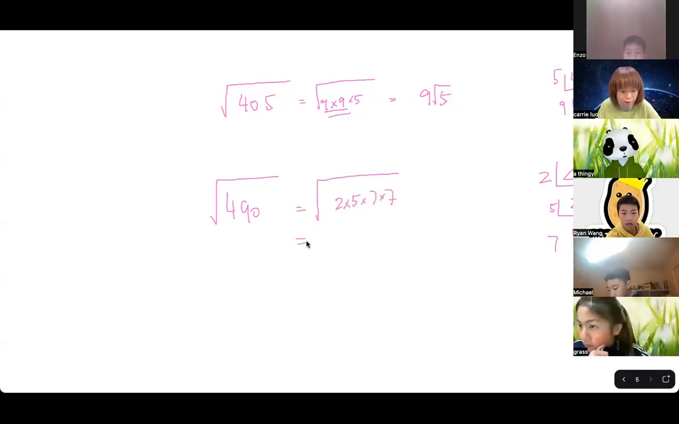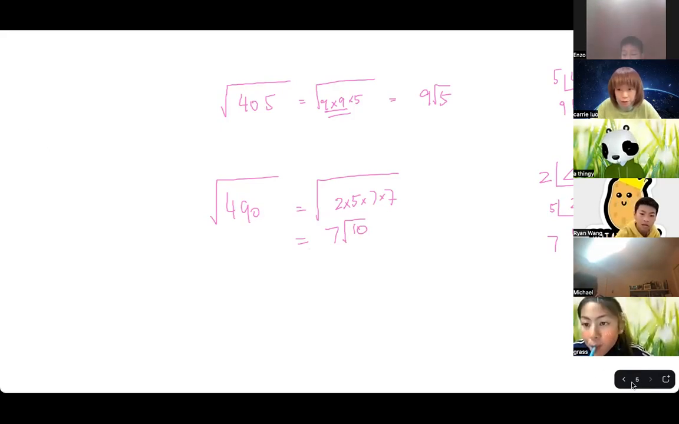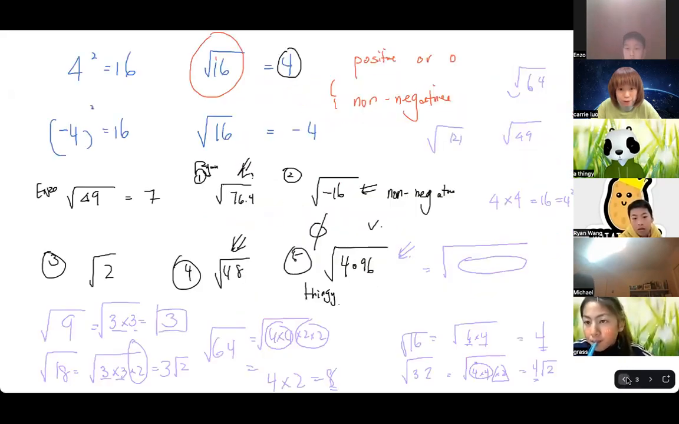Correct, Ryan? So what is the answer? It's 7 square root 10. Very good. Good job, very good, Ryan. Did you get it? Okay, very good. So everybody, if you're fully focused, every question is actually very easy.